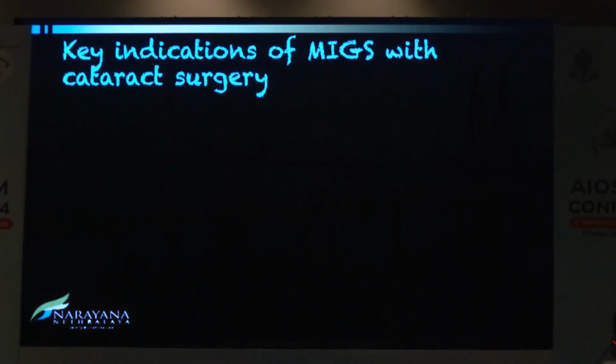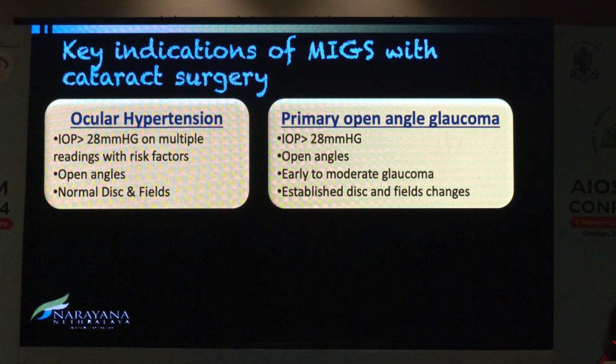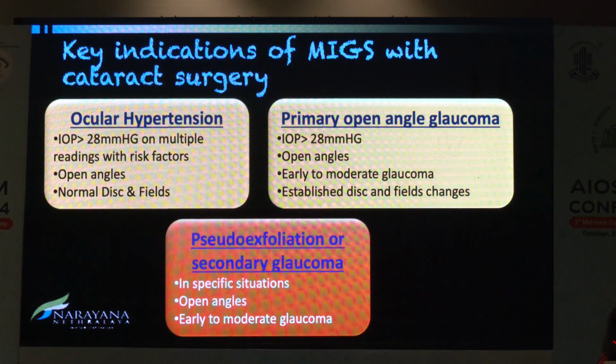Well, the key indications of MIGS with cataract surgery are ocular hypertension, where the pressure does not come down with medication and you have to keep the patient on multiple medications. Primary open angle glaucoma, where the pressure is more than 28, angles are clearly open, early to moderate glaucoma, and there are established disc and field changes. This is the most common indication for MIGS. Now, pseudo-exfoliation glaucoma and secondary glaucomas also can be used in specific situations, but you do need open angles and early to moderate glaucoma.